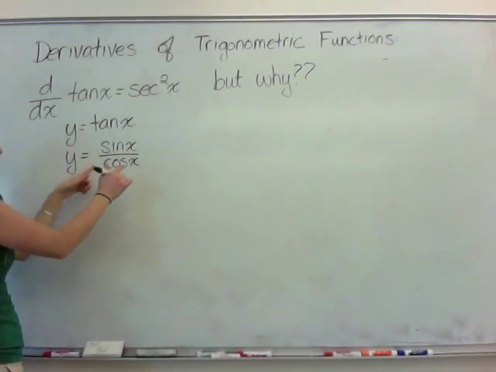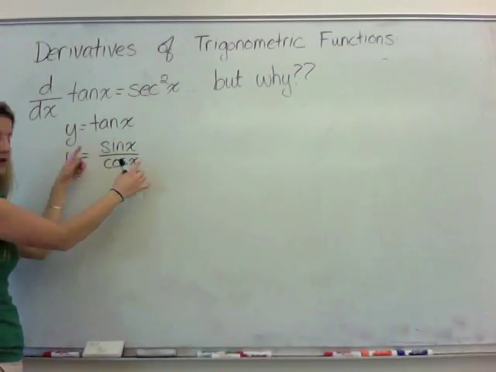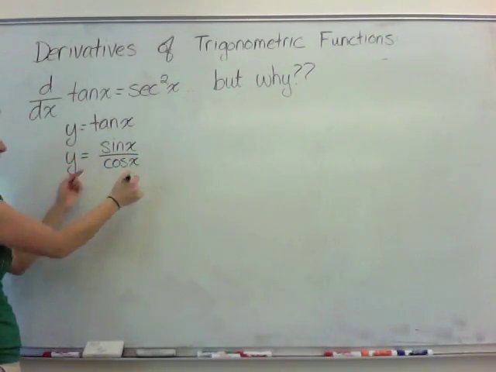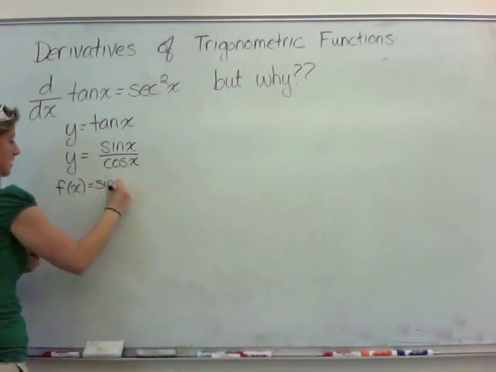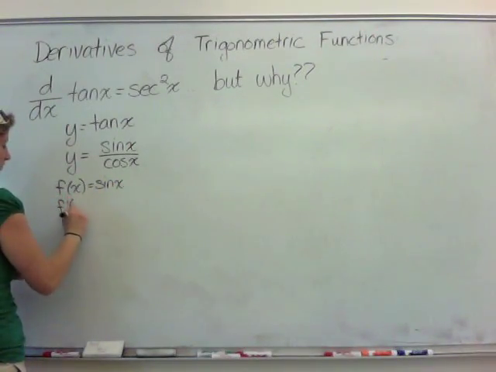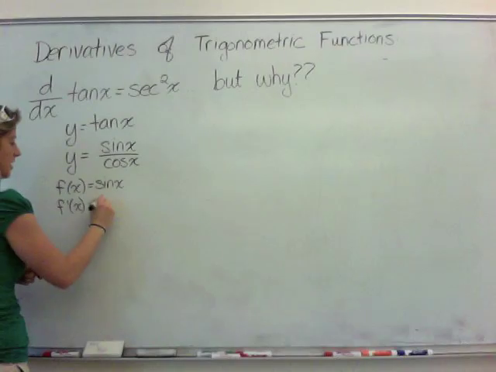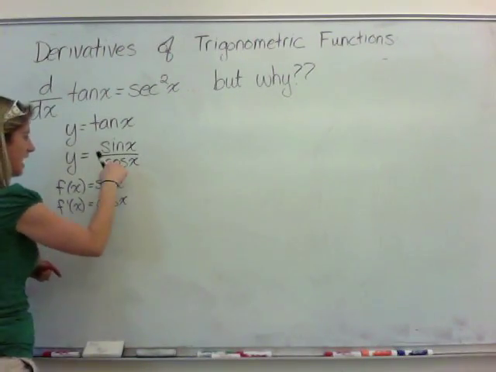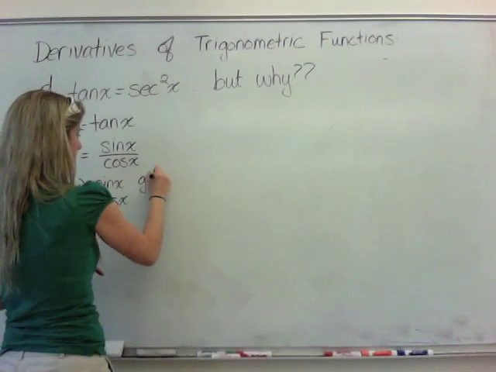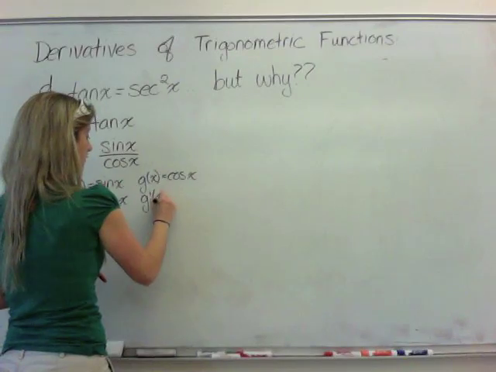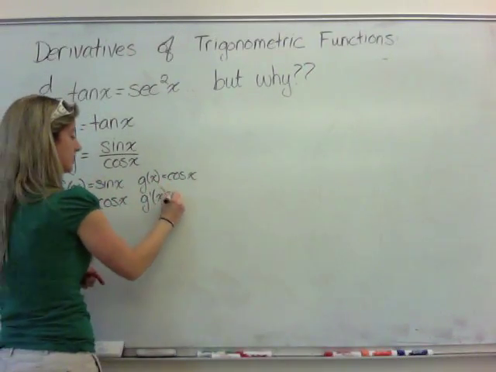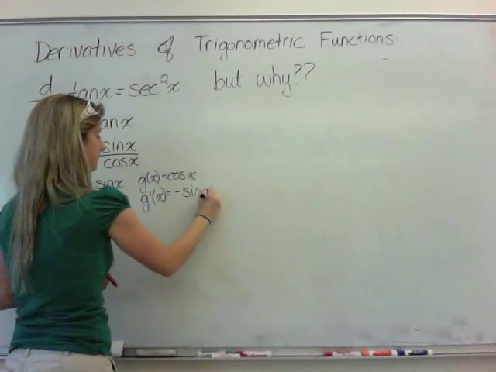Okay, so remember the quotient rule? I talked about having your numerator be your f of x, your denominator be your g of x. So f of x equals sine x. And now we need to get the derivative, so f prime of x. The derivative of sine x we talked about is cosine x. And then your g of x is cosine x. So the derivative of cosine of x is negative sine x.